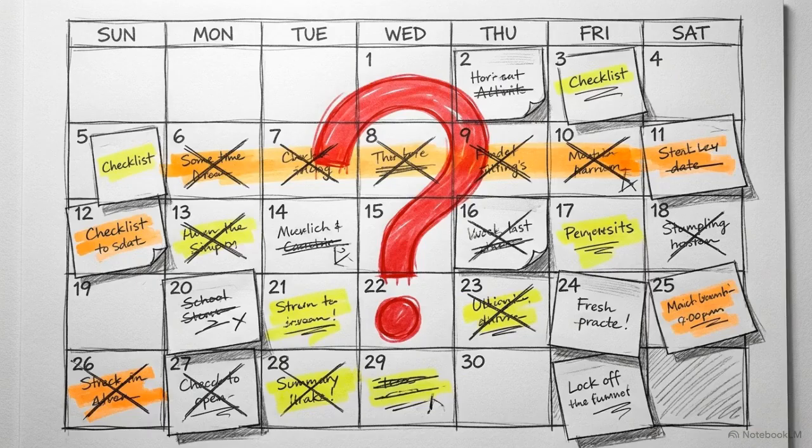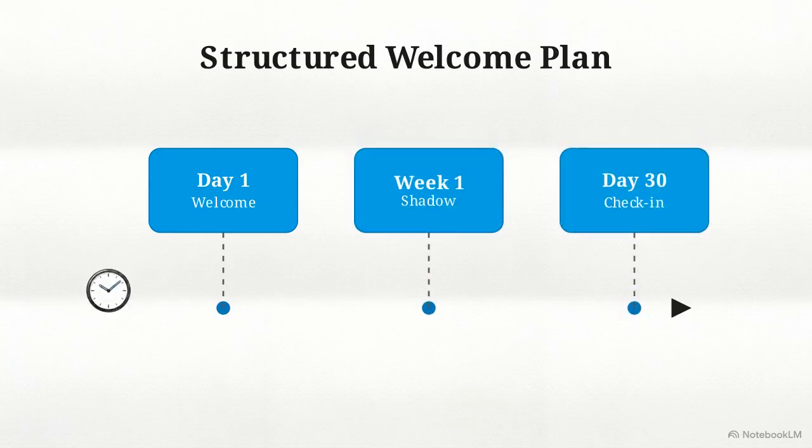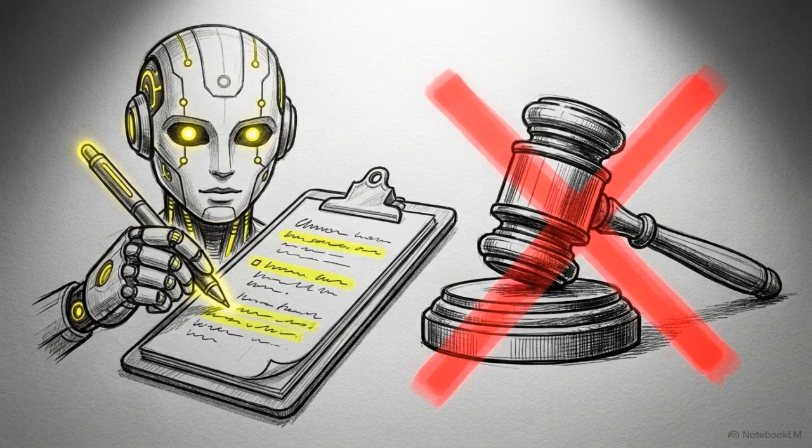Then, audit your current onboarding checklist. Identify what is missing from a new hire's first 30 days, moving away from a vague "shadow someone for a week" approach toward a structured welcome plan. AI is excellent at drafting job descriptions and screening questions based on your notes. However, it cannot practice law.